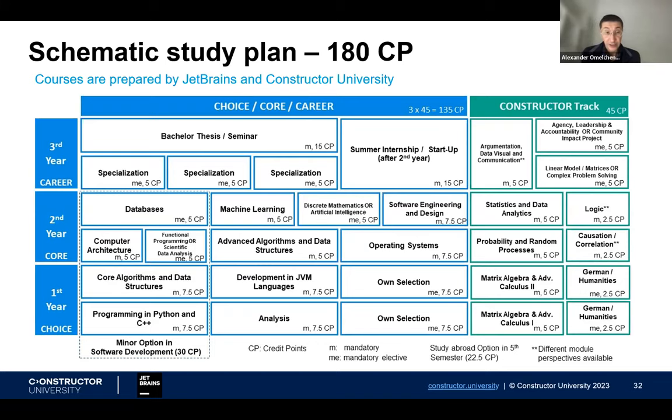Then, of course, the next year, the second year, is another C, it's core. So core courses, like computer architecture, functional programming, data analysis, operating systems, probability and random processes, software engineering, software design, discrete mathematics, artificial intelligence, machine learning, databases. All topics are really important for us.